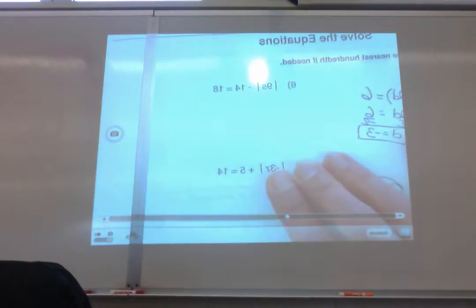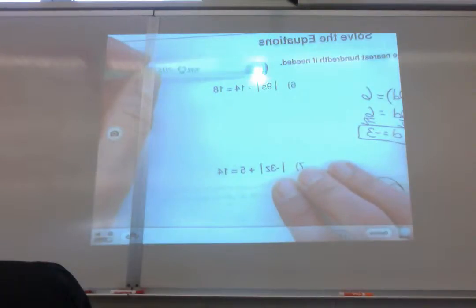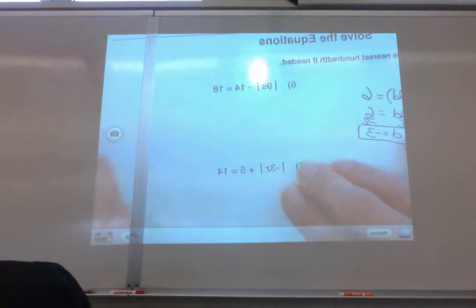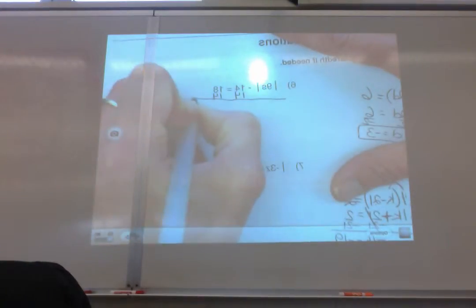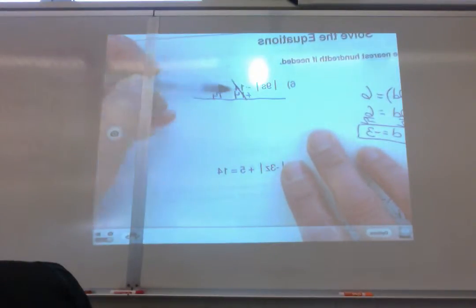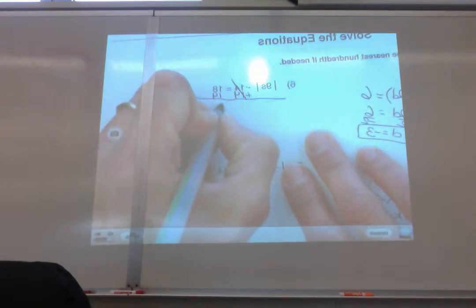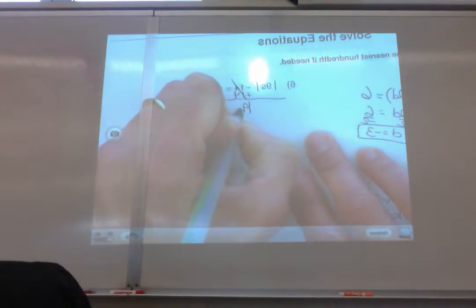I'll make it bigger. There's something we need to do before we start looking at the positive and negative version of this. What do I need to do as a first step in this problem, Jerry? Add 14. Anything outside the absolute value, you want to move it to the other side of the equation. It was a negative 14, so I add a positive 14 to get those two to cancel out. Because I'm adding a 14 here, I also have to add a 14 on the other side, so I end up with 32, absolute value of 9s.